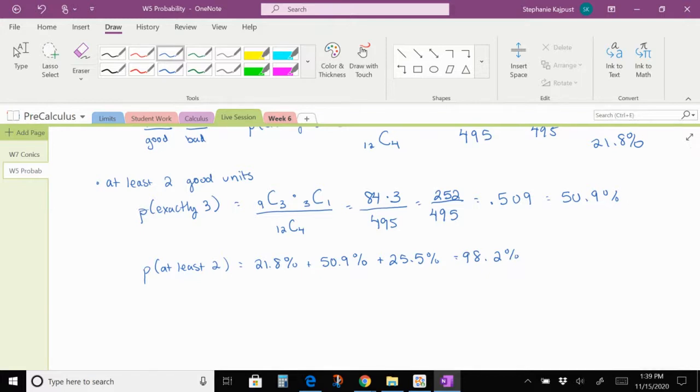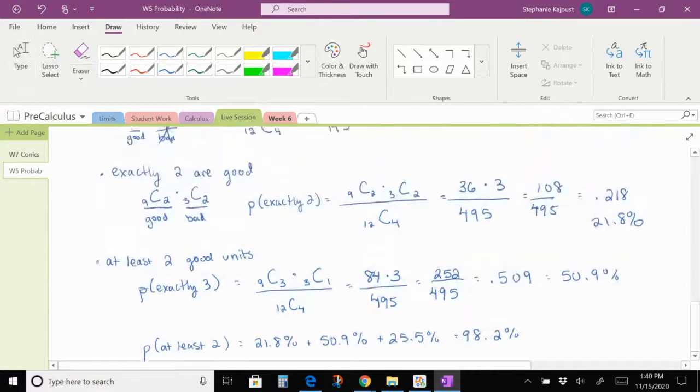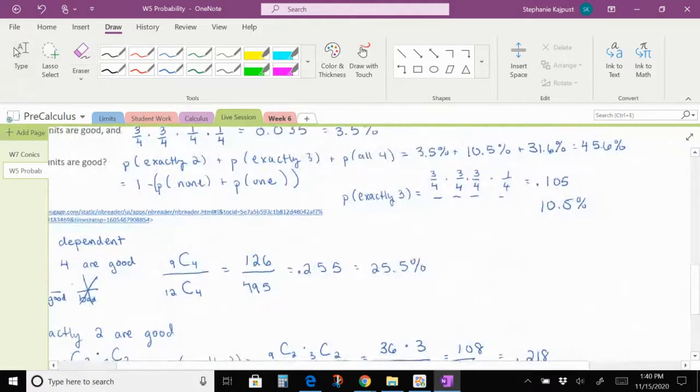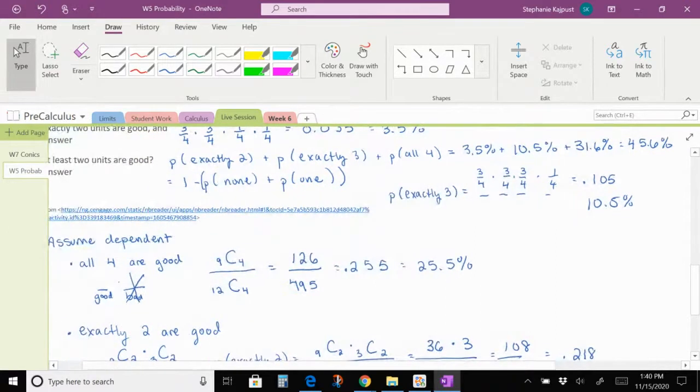So if you look at it that way, that you ordered 4 units from this single shipment, what's the probability that at least 2 of them are good? That's a really good probability that you're going to have at least 2 good units there. But it's very different from when we treated them as independent events, where it came out to 45.6%. So independent events and dependent events, how you do the problems are very different.